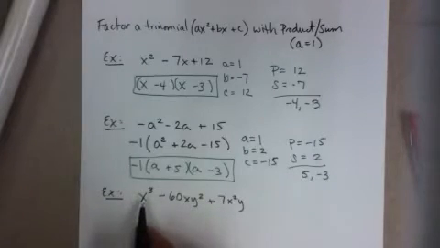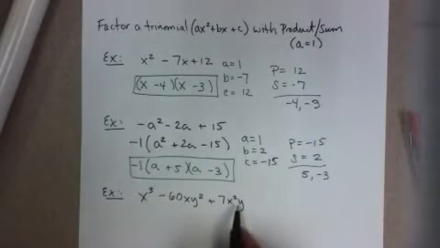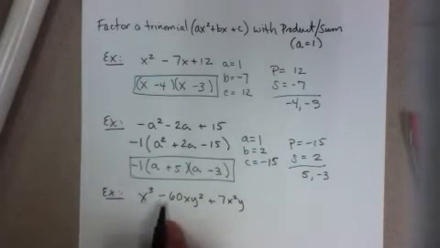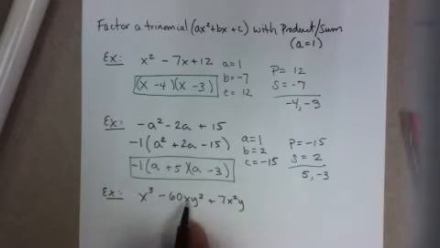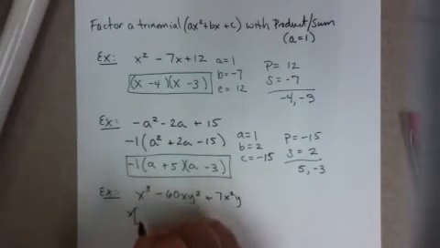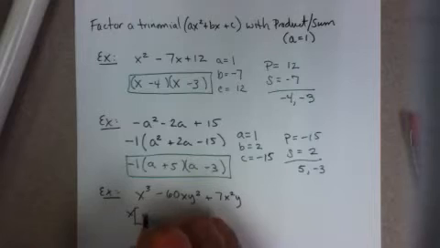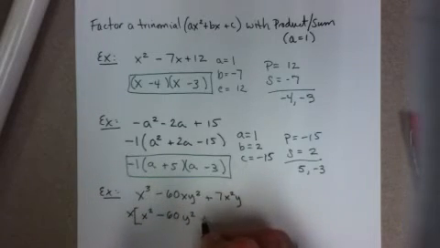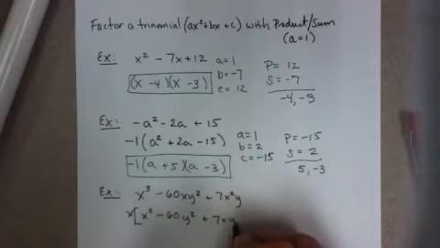However, we must remember the first step in any factoring problem is to factor out a greatest common factor other than 1. In this case, that would be x. There is an x factor in each of these terms. So if I simply factor an x out from everything, I'll have x squared minus 60y squared plus 7xy.